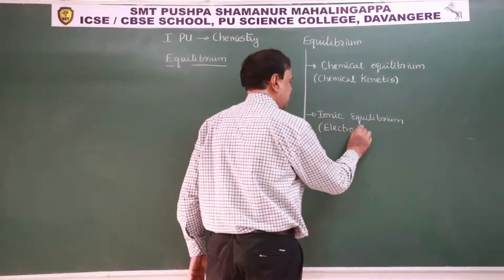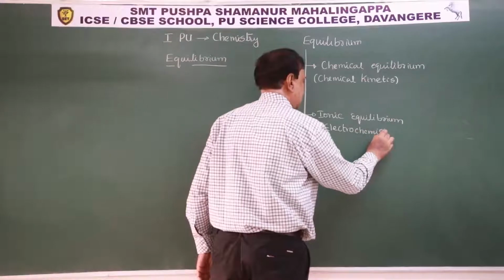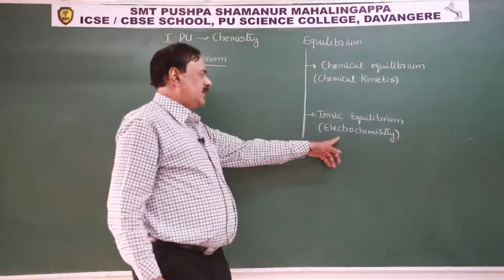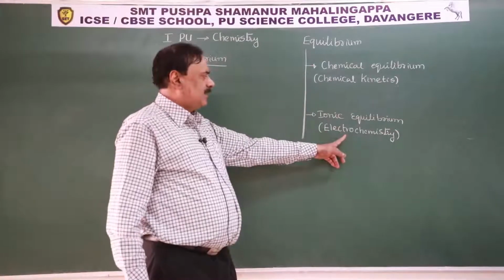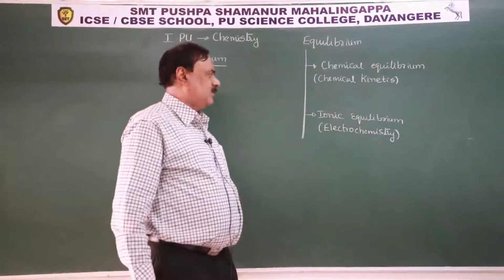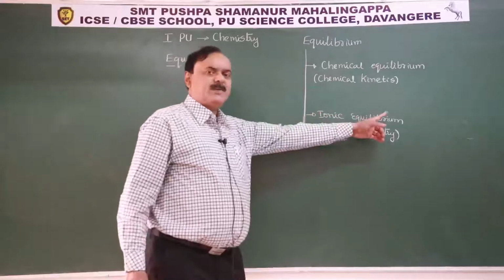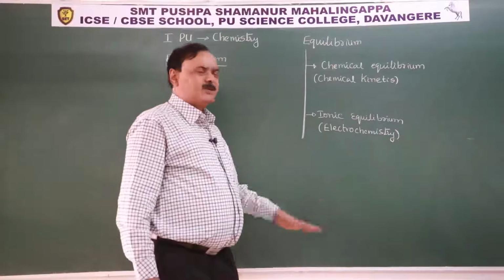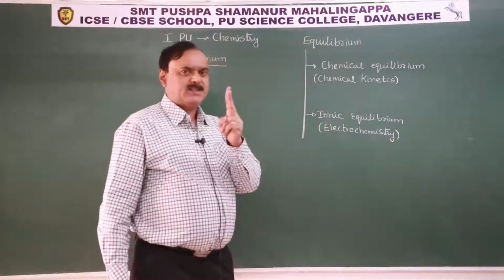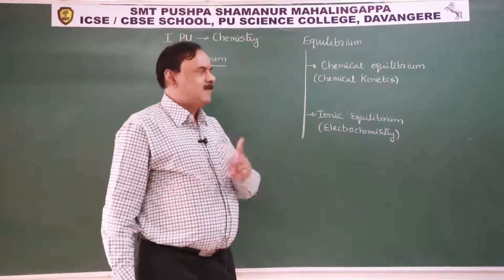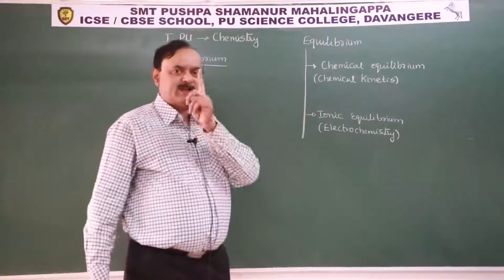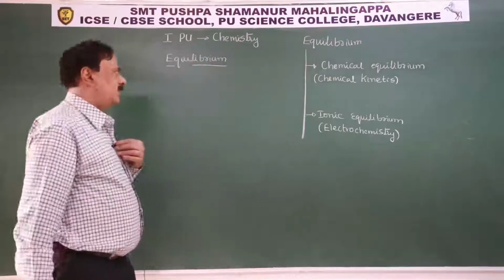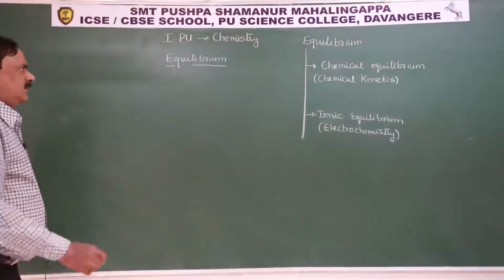If you are thorough with ionic equilibrium, then in second PUC there is the electrochemistry chapter. The prerequisite of electrochemistry is ionic equilibrium. If you are perfect with the ionic equilibrium chapter in first year, then second year electrochemistry is easy. For the two chapters in physical chemistry in second year PUC, this single chapter is the fundamental. Be thorough with the concepts of chemical equilibrium.